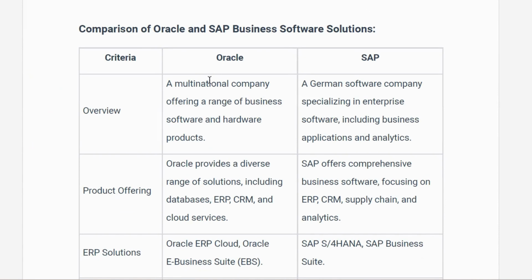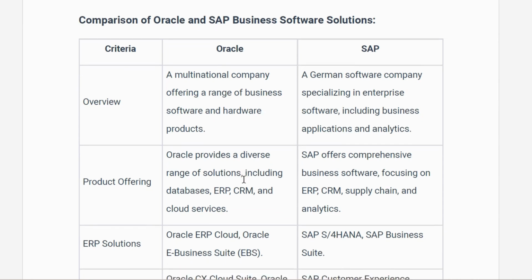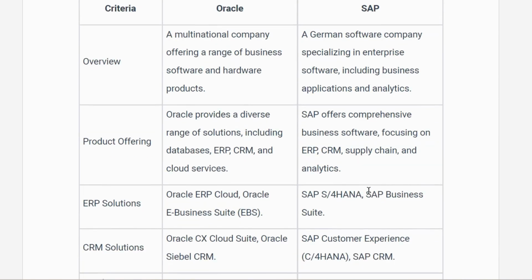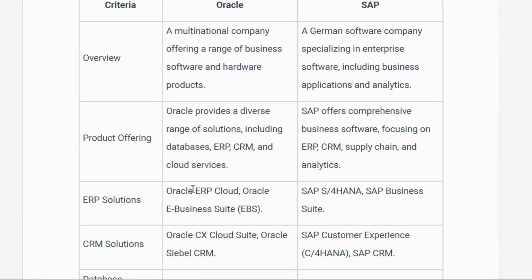And what is Oracle? It is a multinational company offering a range of business software and hardware products. You might have heard of Oracle, I think. Similarly, what is SAP? It is a German software company specializing in enterprise software including business applications and analytics. What are the products they offer? Oracle's products include databases, ERP, CRM, and cloud services. Similarly, SAP also offers ERP, CRM, supply chain, and analytics. ERP solutions: Oracle includes Oracle ERP Cloud, and SAP includes SAP Business Suite.